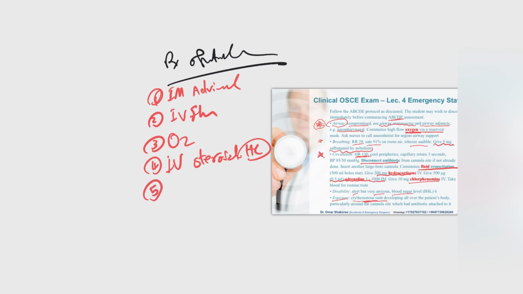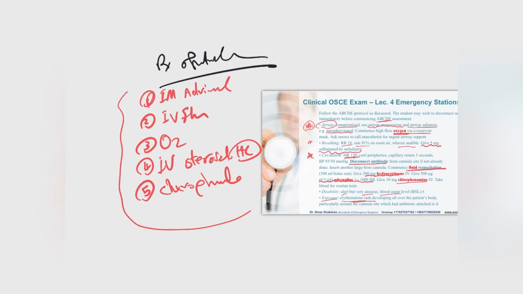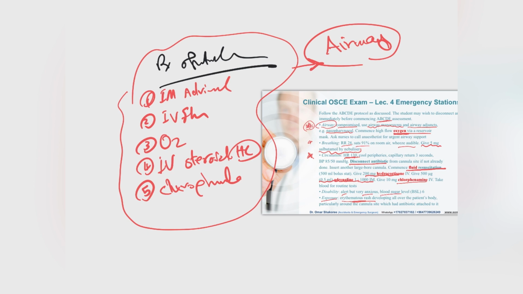Number five, you have to give this patient chlorphenamine, which we used as alermine. We call it alermine sometimes, the traditional name. So these are the main treatment lines for a patient with anaphylactic shock. If the patient has an airway problem, remember airway is first. Some of them came to hospital, but there is no airway compromise, so we give just the medication.